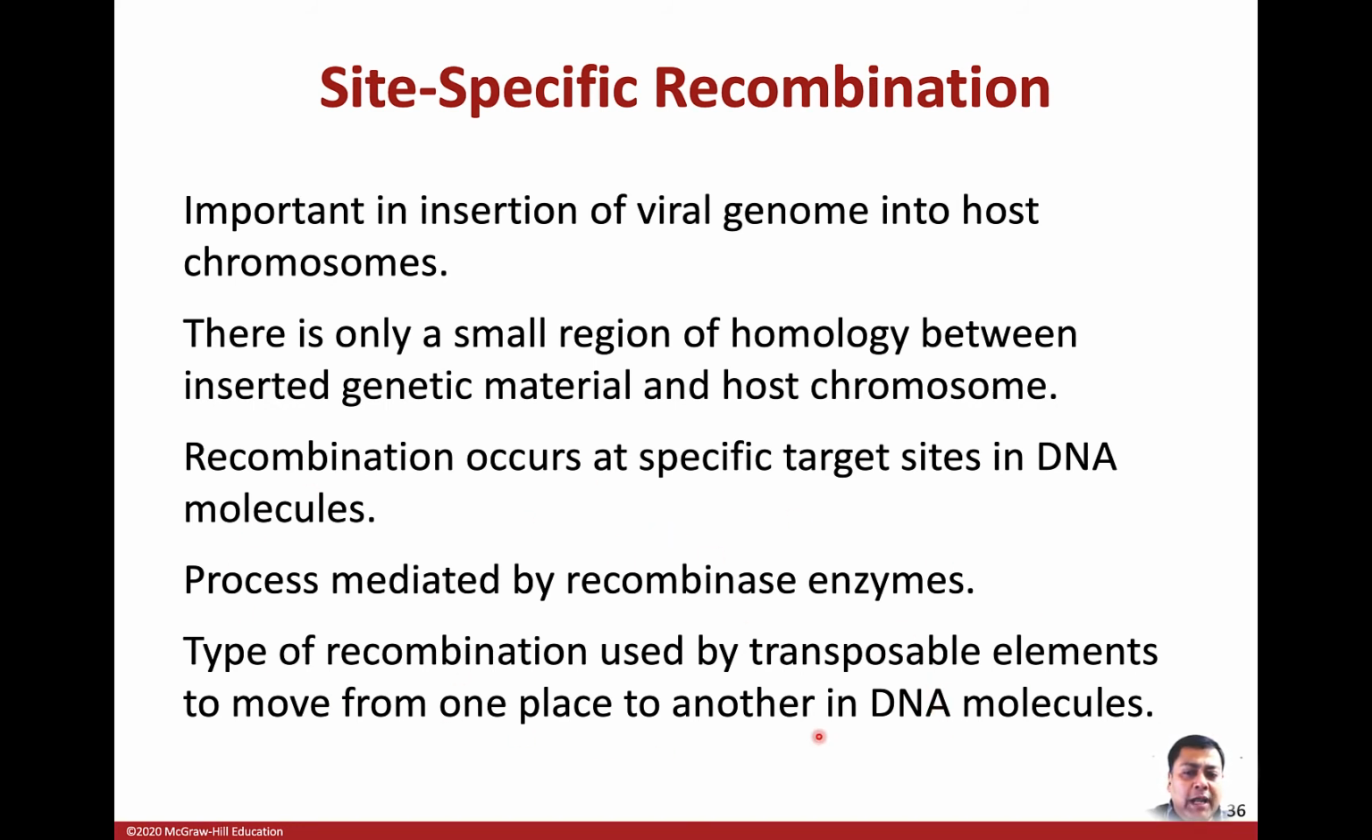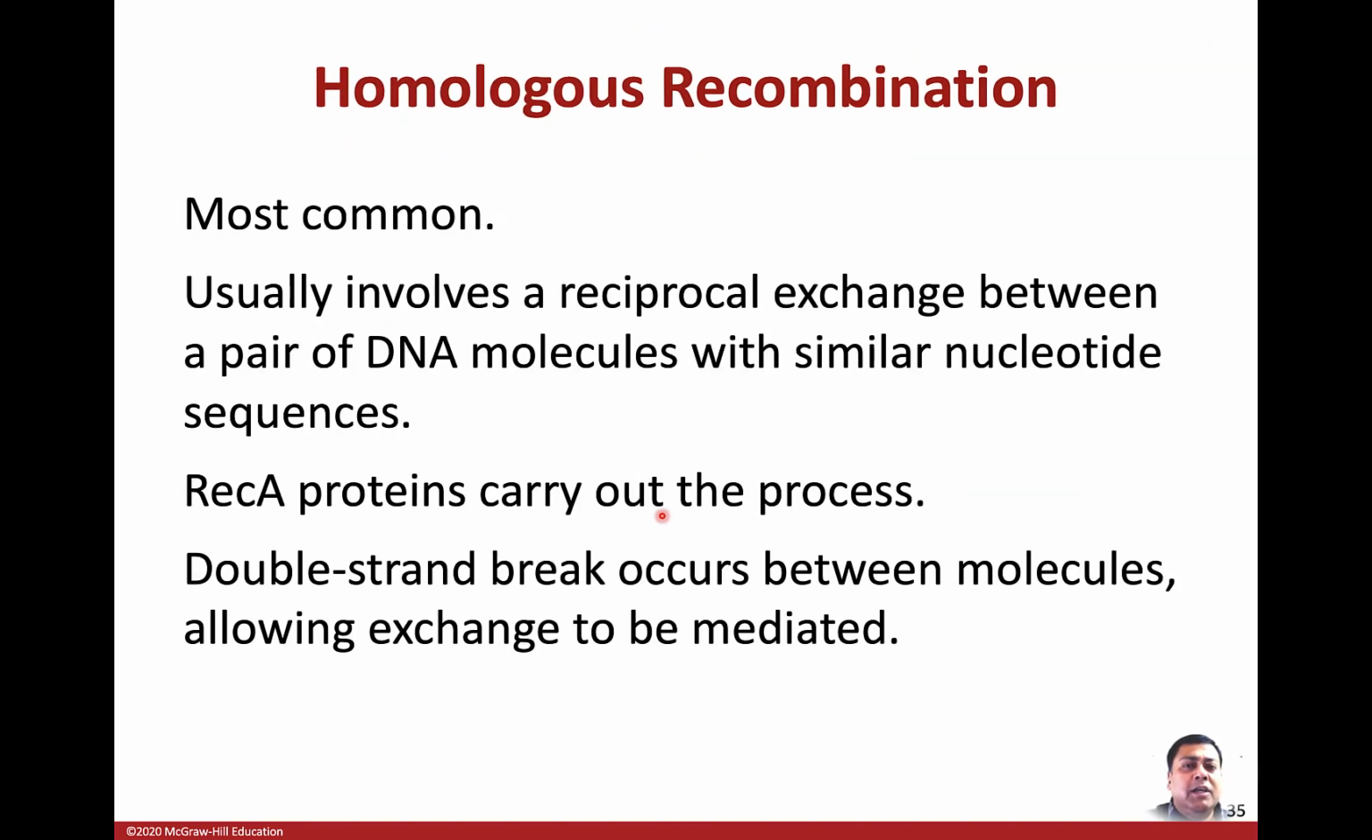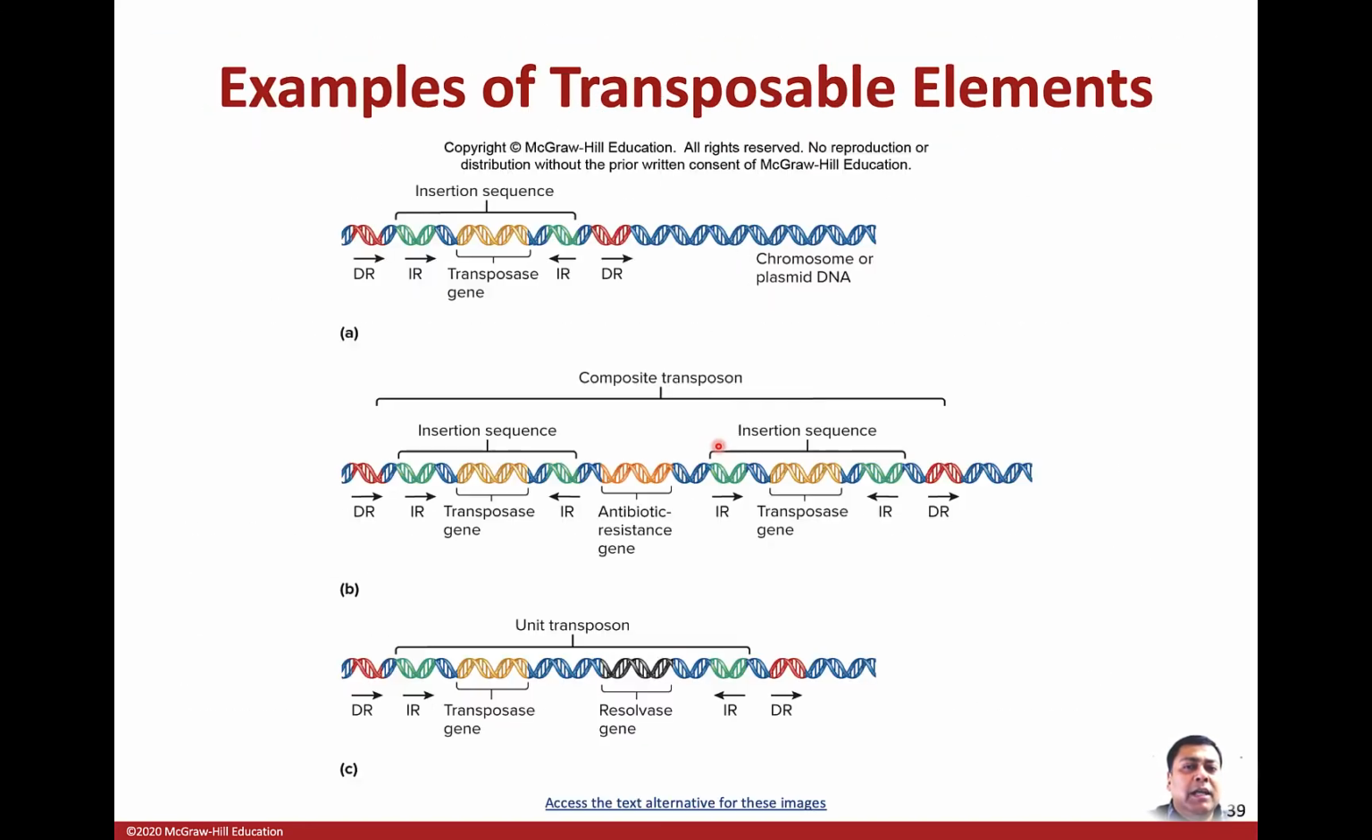So we are going to take a detailed look at what we know as transposable elements and what those are. In the next portion, we are going to talk about how these transposable elements move genes within and between DNA molecules. All of these are basically recombination processes, and this is the most common type to make genetic variations, which we are going to talk about in detail.